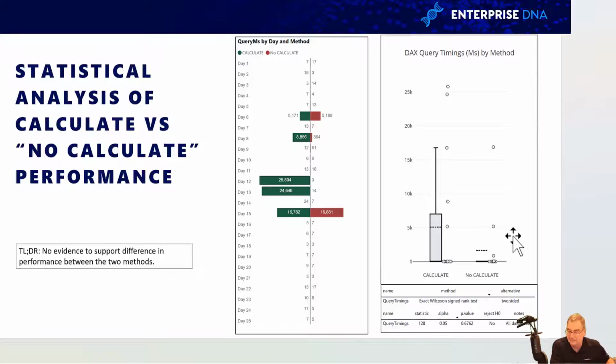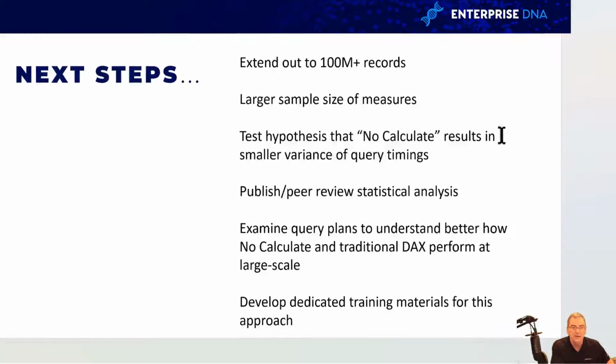So where does that leave us? The next steps: I want to expand this out to say 100 million records or even potentially 1 billion records and just test this to see if there is any point at which it shows signs of breaking down, which we have not seen to date. I also want to run a larger sample size of measures and rigorously test the hypothesis that no-calculate results in a smaller variance of query timings.